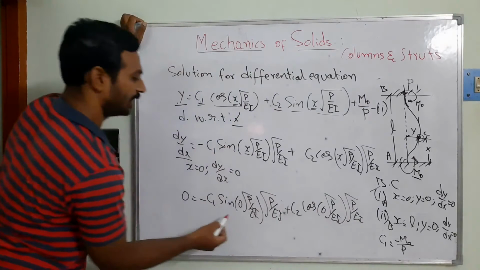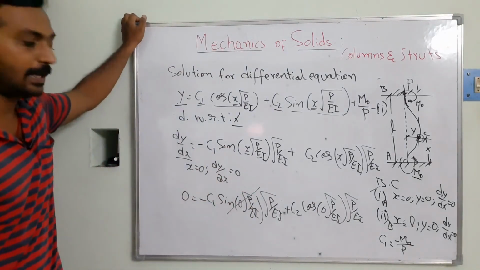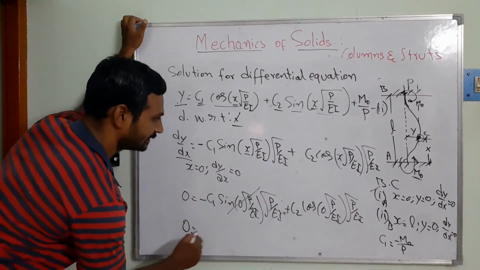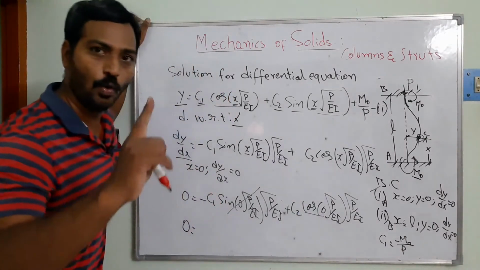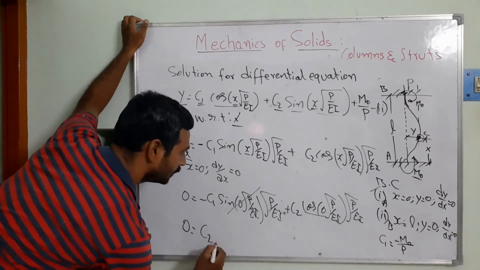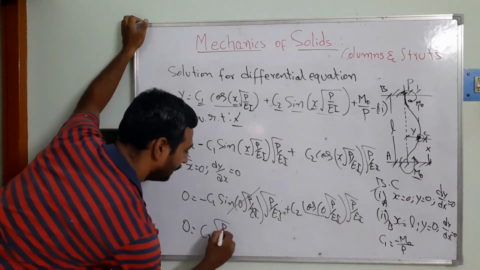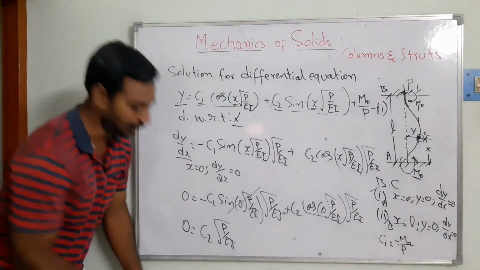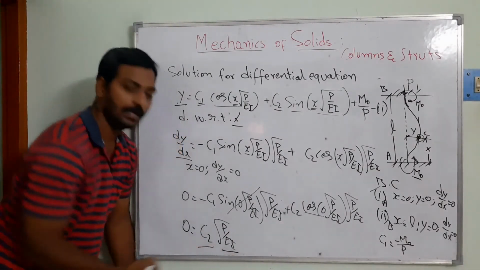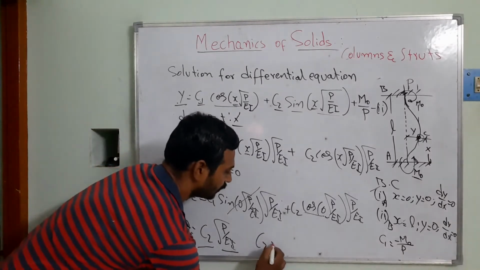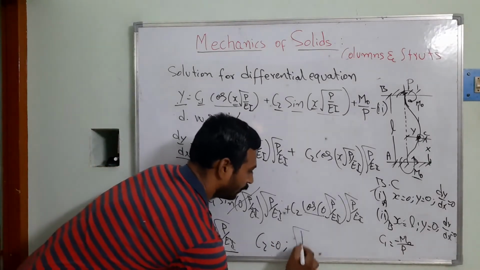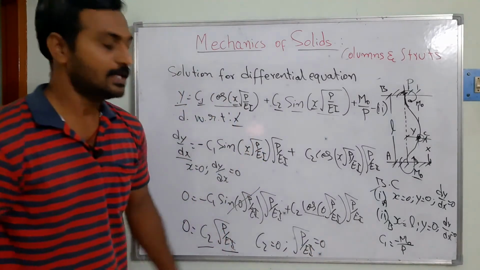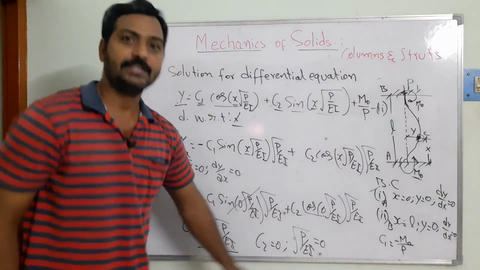So further simplification, the sin 0 will become 0. So then what I am getting here is 0 is equal to, cos 0 is equal to 1, so that is equal to C2 into the square root of P by EI. There we can see either C2 is equal to 0 or the square root of P by EI is equal to 0. So C2 is 0 and this one, it is not possible.